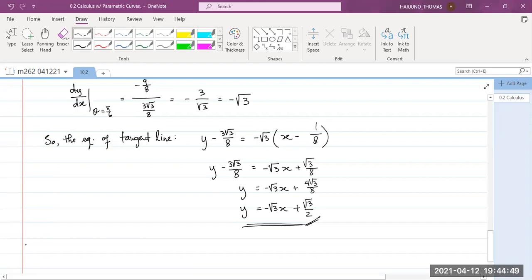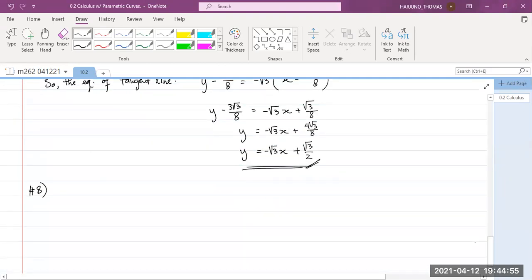Number 8. Because you don't tell me which question to go over, I just randomly pick questions. Number 8, find the equation of the tangent to the curve at the given point by 2 methods. First one, without eliminating the parameter. So let's write down the curve first. Oh, they give us the coordinate, huh? Okay, so the first one without eliminating the parameter. Let's find the t first.